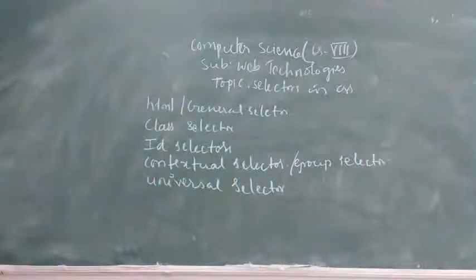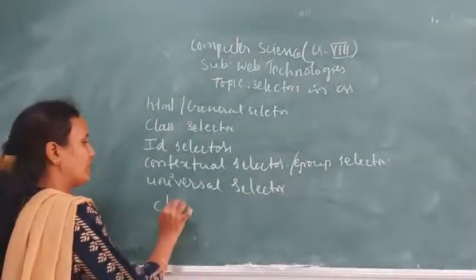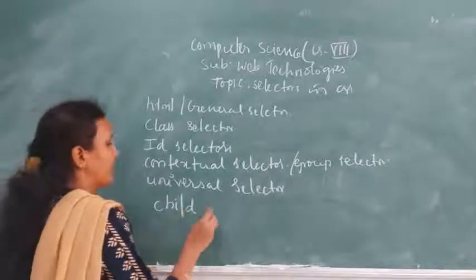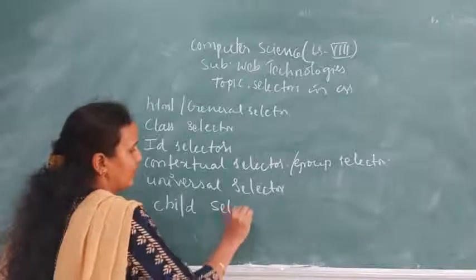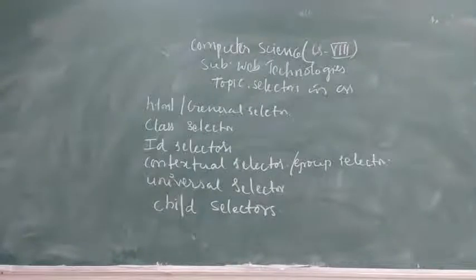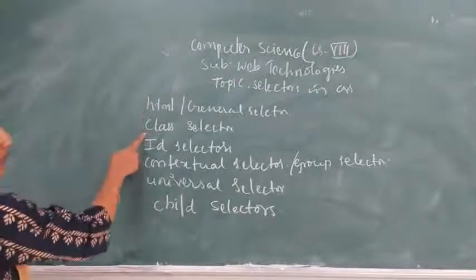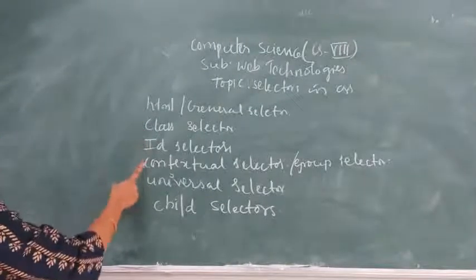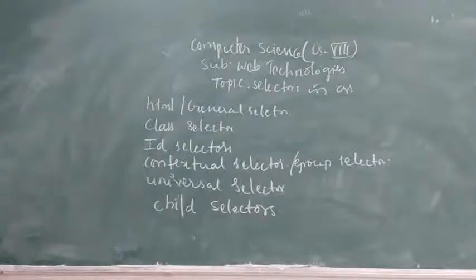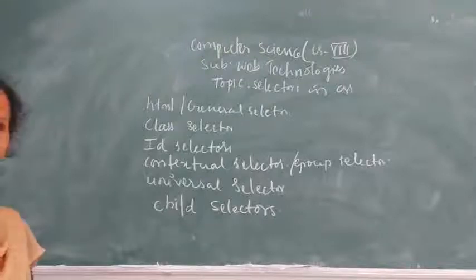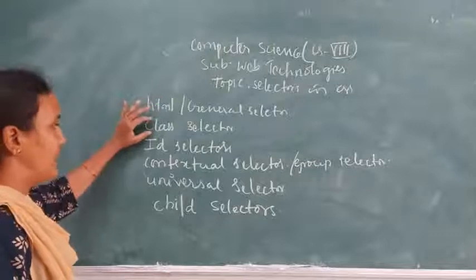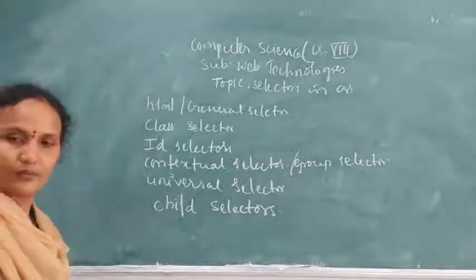One more, the child selector, is also there, but it will come under the group selector only. I will explain child selectors as well. You take a screenshot of this: HTML, class selector, ID selector, contextual selector, universal selector, child selectors. In this, I have already explained HTML selectors and class. Now I will explain these four.